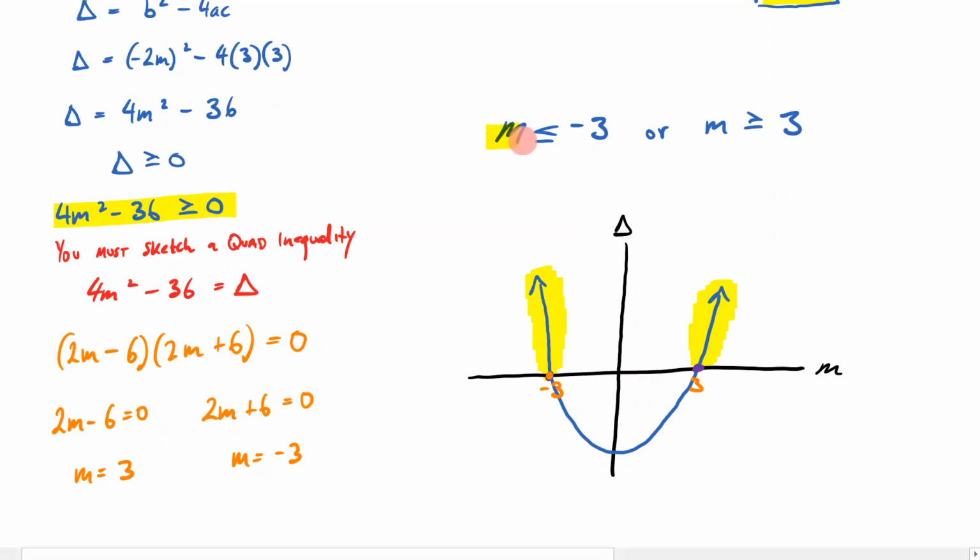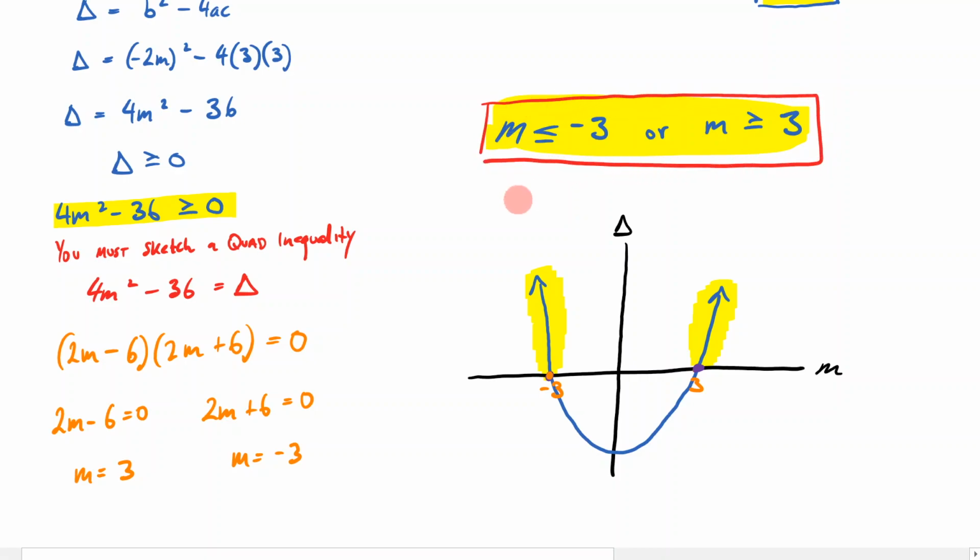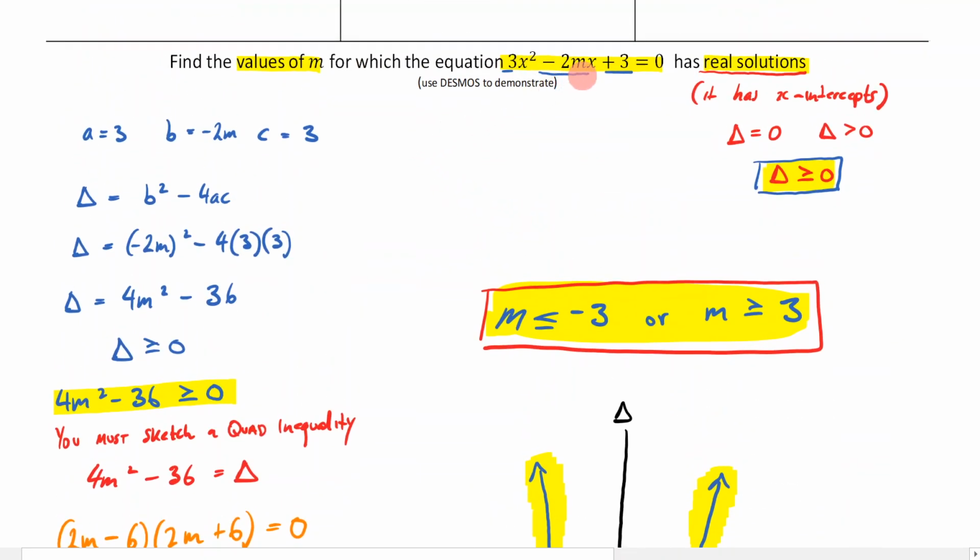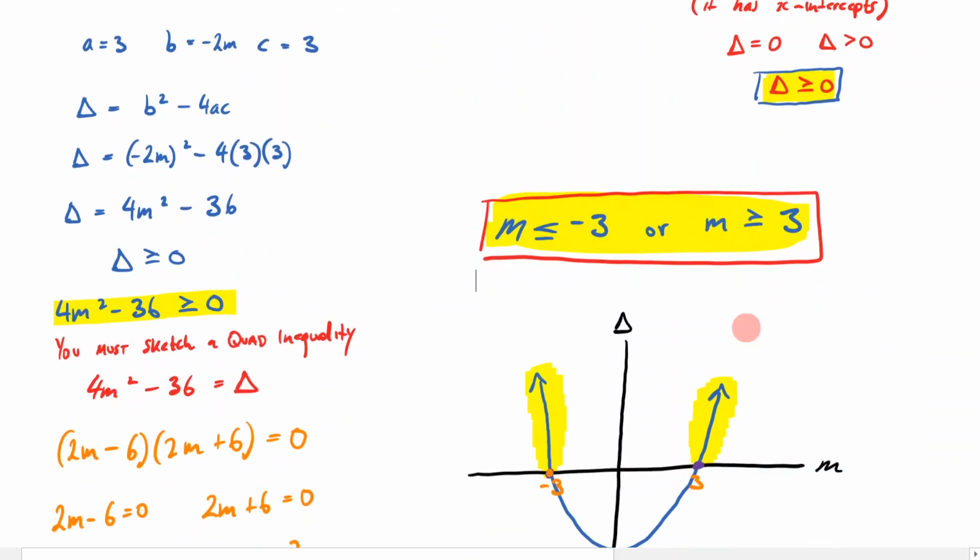So in order for that equation that we saw up above to have real solutions, my m values are either going to have to be less than or equal to -3 or greater than or equal to 3. So in order for this to have real solutions, my m value has to be less than or equal to -3, or m has to be greater than or equal to 3.